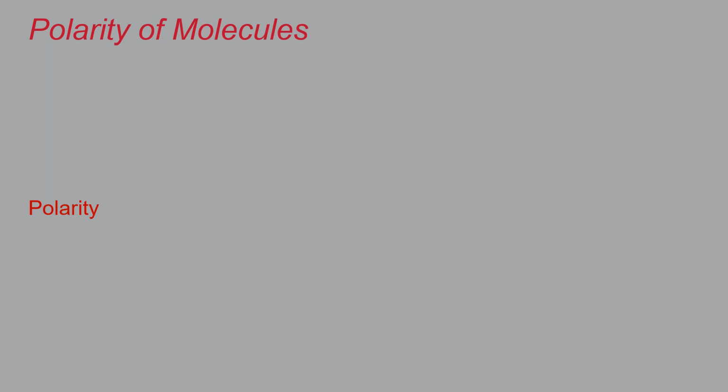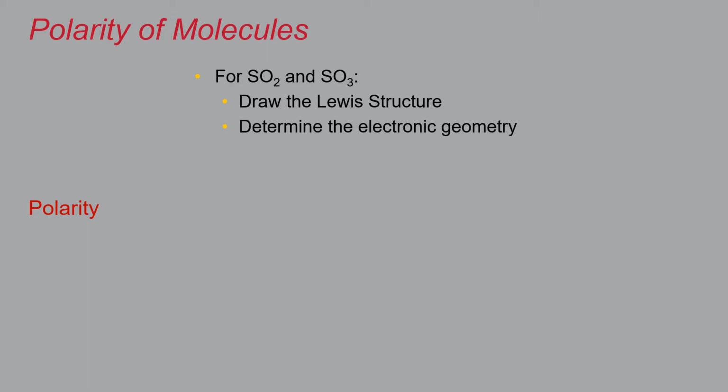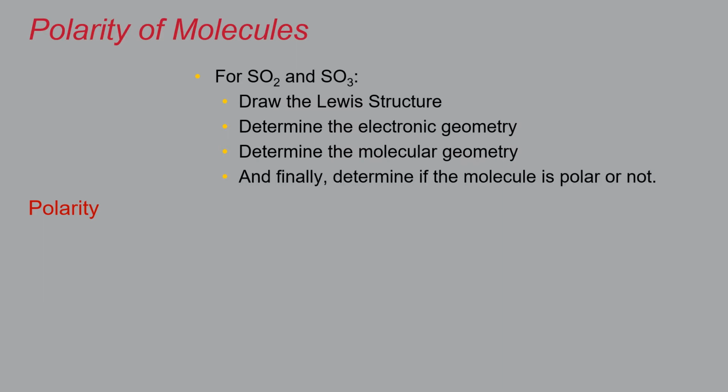All right, so we're going to go through an example, actually two, where we're going to compare and contrast sulfur dioxide and sulfur trioxide. For each, you're going to draw the Lewis structure, determine the electronic geometry, tell me the molecular geometry, and tell me if it's polar or not. So we will start with SO2.